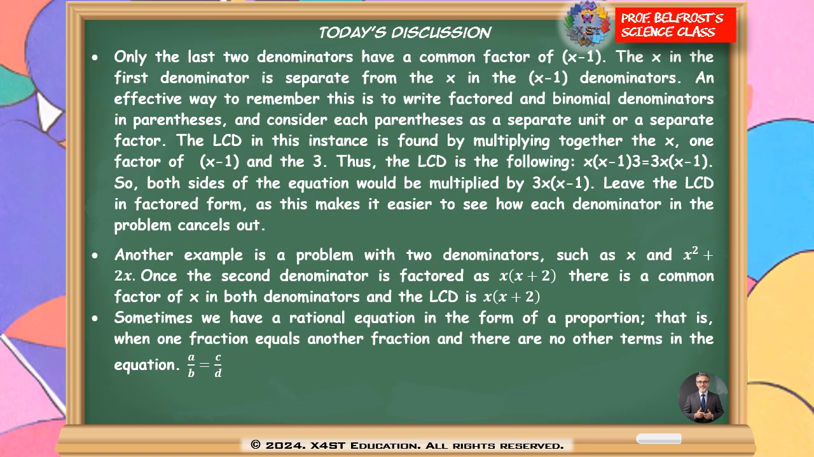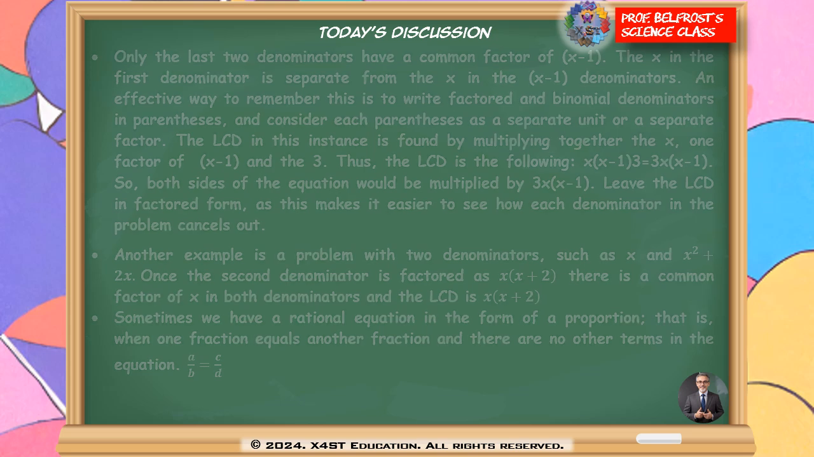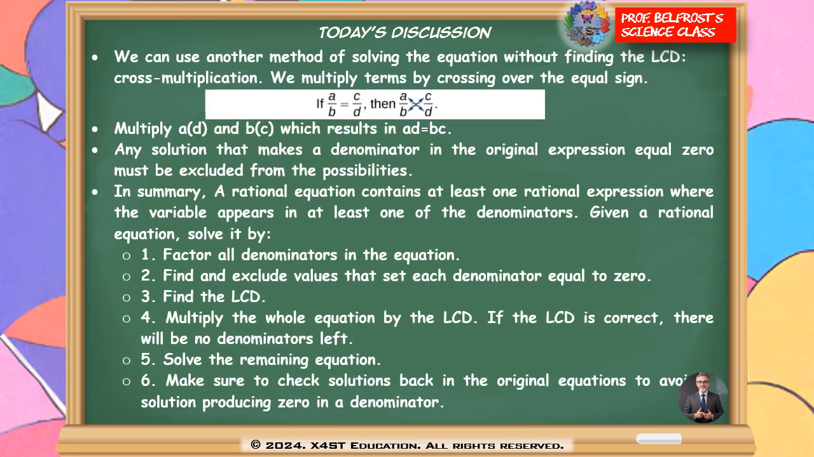Sometimes we have a rational equation in the form of a proportion. That is when one fraction equals another fraction, with no other terms in the equation: a over b equals c over d. How to do this? Just use cross multiplication. So in summary, a rational equation contains at least one rational expression where the variable appears in at least one of the denominators, and we can solve it by following these six steps. This is the summary. I want you to take a screenshot and learn it by yourself.